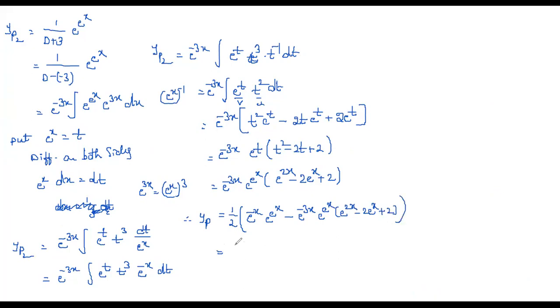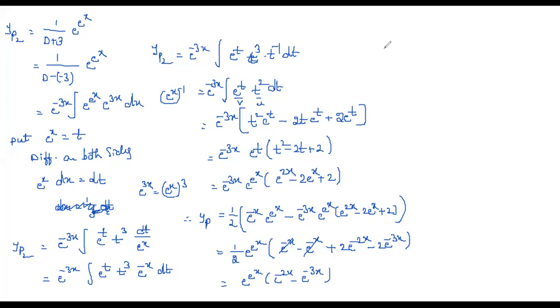So in this one, which one is the common one? 1 by 2 e power x is the common one. And then what about the remaining? e power minus x, if you multiply this inside, we'll get minus e power minus x plus 2 into e power minus 2x and minus 2 into e power minus 3x. So here these two cancel. And 2 is also common, take that as common and cancel. And remaining is e power x into e power minus 2x minus e power minus 3x. So that is yp.